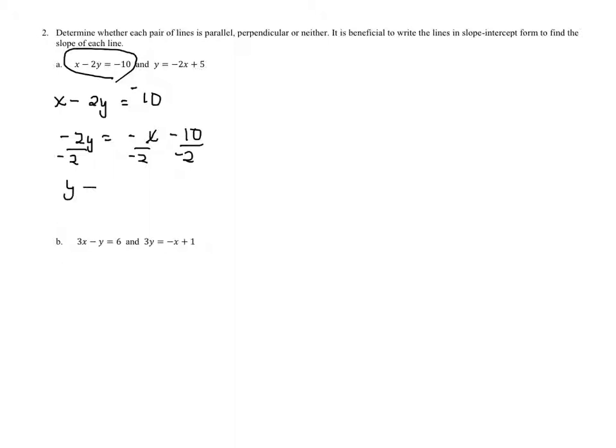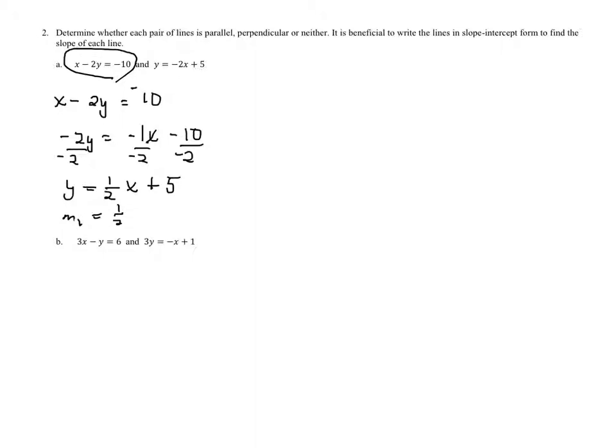So y is equal to, now this looks funky, I'm going to put a 1 in front of the x, so it's negative 1 divided by negative 2. So it's really 1/2 x. Negative 10 divided by negative 2 is a positive 5. So the slope of line 1 is equal to 1/2. It doesn't look like a 1, so I'll erase it, and then we'll put a little 1 there so it looks better.